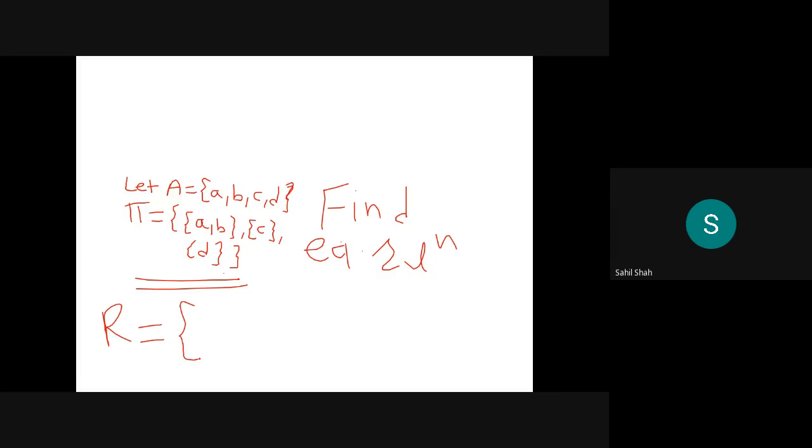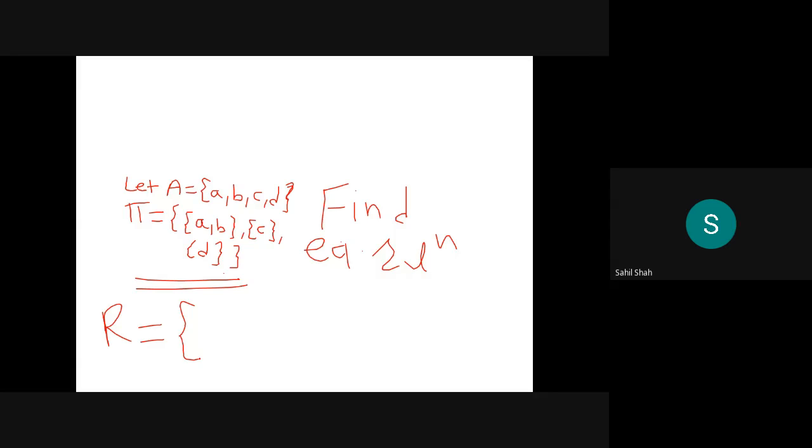So while defining the equivalence relation induced by pi on a set A, we will look for how many blocks are present in pi. I am having 3 blocks. If I want to define an equivalence relation in the context of pi on set A, it will have all the 3 properties satisfied, which are reflexive, symmetric, and transitive.